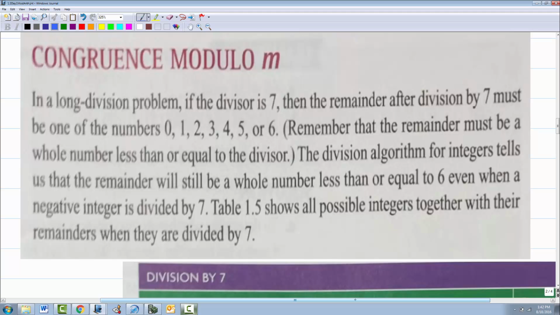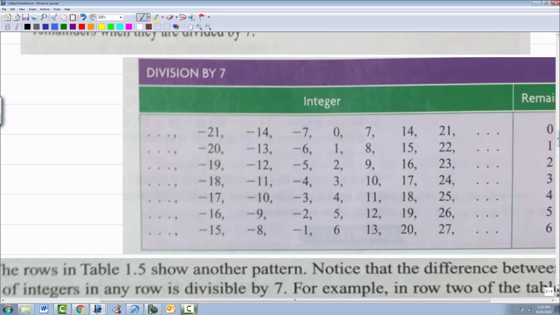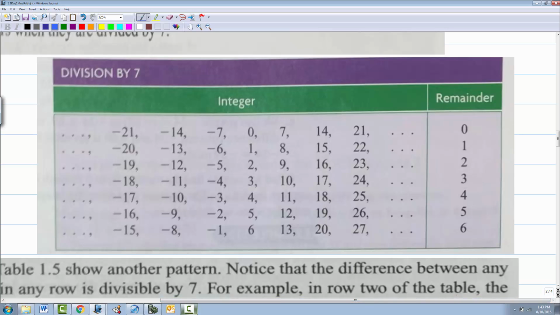So the division algorithm for integers tells us that the remainder will still be a whole number, less than or equal to 6 for division by 7, even when a negative integer is divided by 7. That's the mind blower. So here, let's take a look at this chart, and the reason I put it on here is to hack this apart. I have no problem with these numbers whatsoever. These I can figure out. This is the remainder off to the right.